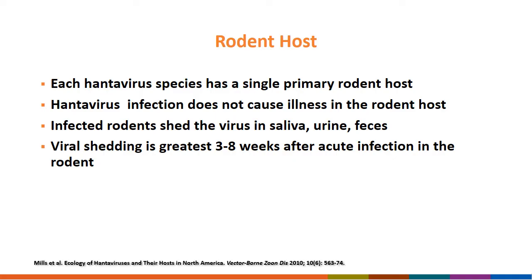In general, each hantavirus has a single primary rodent host species in which the virus is maintained. Hantavirus infection does not cause any apparent illness in the rodent. Infected rodents can shed the virus in saliva, urine, and feces for the length of their lives, but viral shedding is greatest 3 to 8 weeks after acute infection.